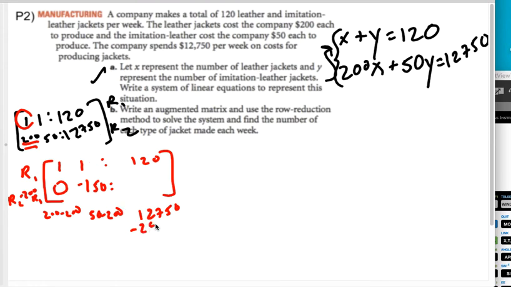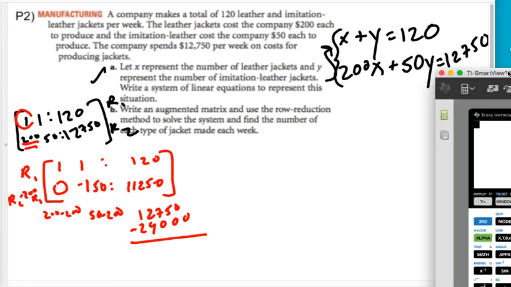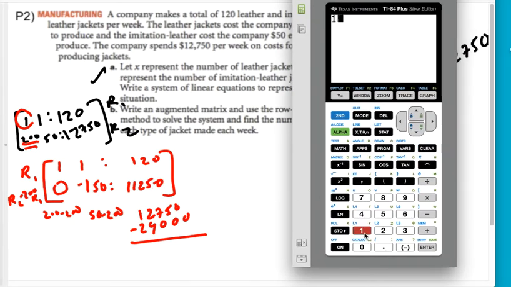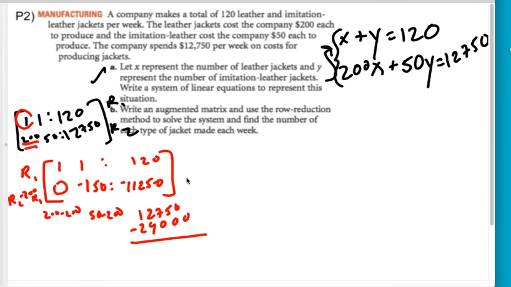So this is 24,000. I'm pretty sure you get 11,250. I'm going to double check my math on that. I'll explain why I'm dividing in a sec. Oh, sorry, it's negative. Okay, anyway, so this is my R1 and this is my new R2.